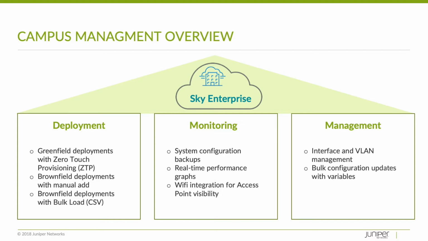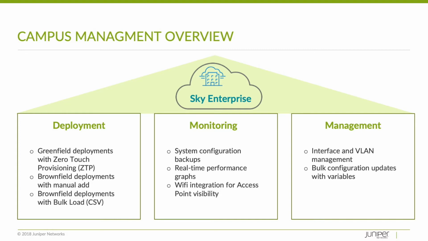Next, we're going to look at monitoring and visibility of the campus environment. Here we have visibility of individual device configuration and an audit trail of the last 50 commits. This includes the ability to compare and roll back commits. Sky Enterprise also has an opt-in feature which will collect and store all the configuration files for your devices and give you a history of those files. And this makes it extremely easy to replace a device after a hardware failure. For monitoring, we have real-time performance graphs and Wi-Fi access point visibility.